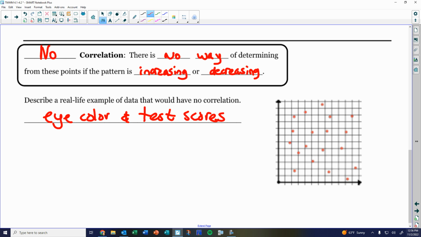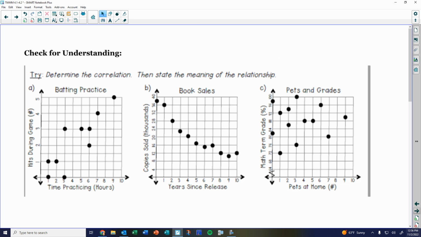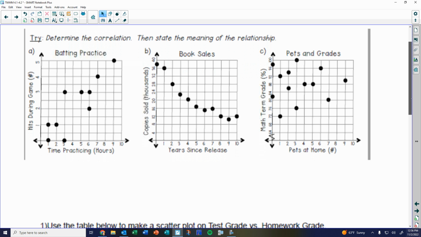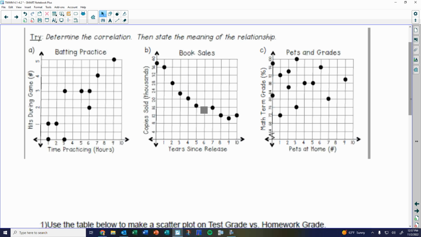All right? So, I want you to take a couple minutes as a group. And I want you to go through these three graphs. Tell me what kind of correlation it is. And then also, looking at what's written on the axes, the labels, what it means to the relationship there. So think about what these axes mean to the story, or what's being shown here, and see what goes there. So I'm going to pause this video for a minute.